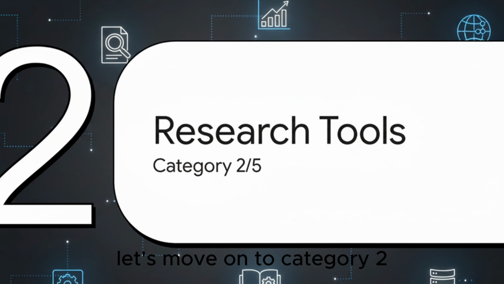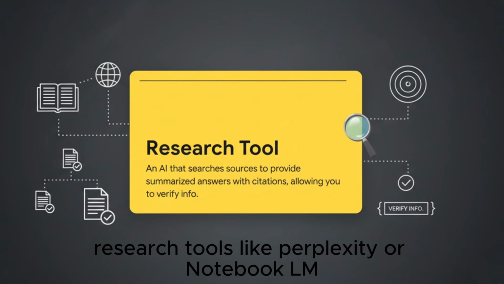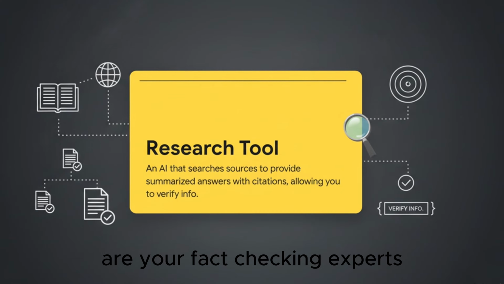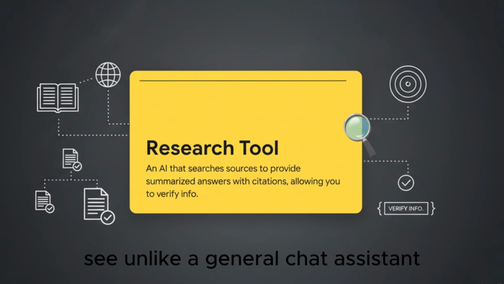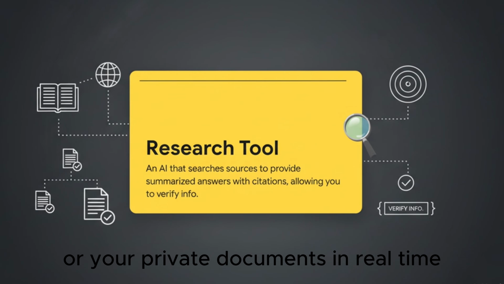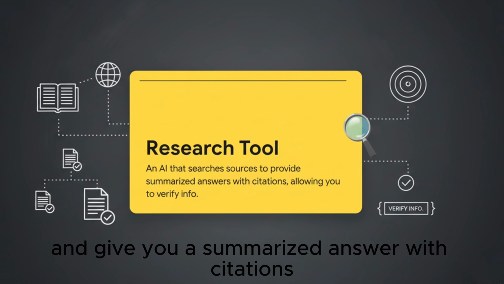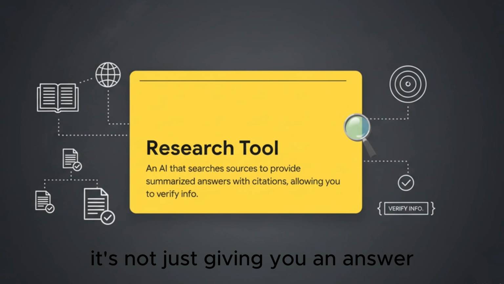Let's move on to category 2, research tools. Research tools like Perplexity or NotebookLM are your fact-checking experts. See, unlike a general chat assistant, their main job is to search the web or your private documents in real time and give you a summarized answer with citations. And that's the key difference. It's not just giving you an answer, it's showing you its work.